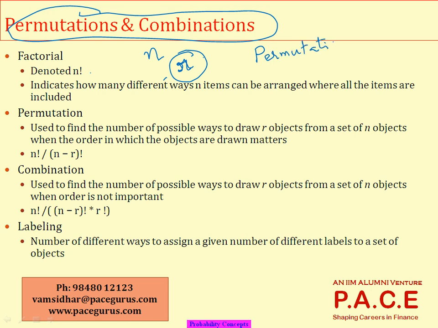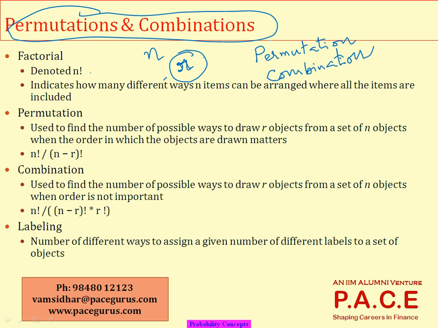But out of the n items, I just need to pick up r, in whatever order I pick up. It is unimportant, it's immaterial. Then I call that a combination. One thing we have to understand: what is the difference between a permutation and a combination?